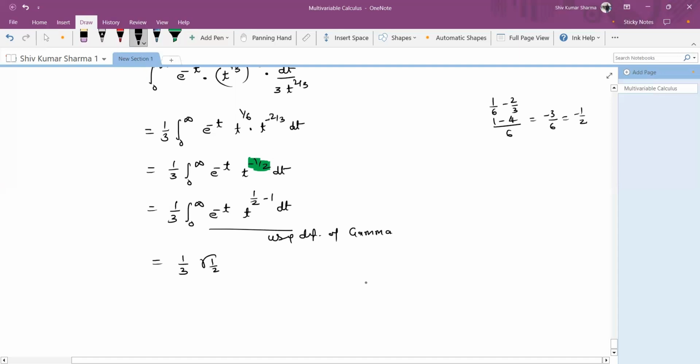So gamma half. What is the value of gamma half? It is root pi. So we have solved it. So this is our answer.